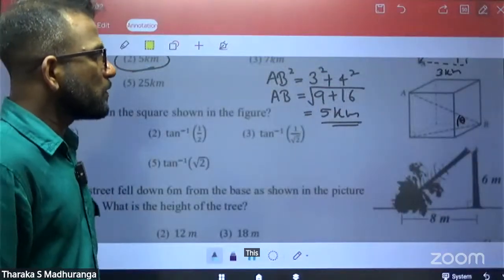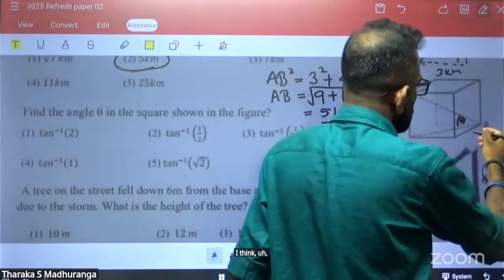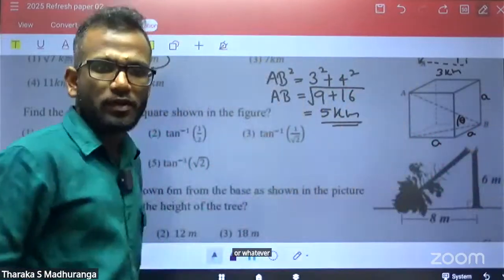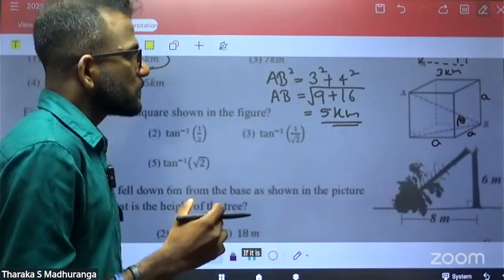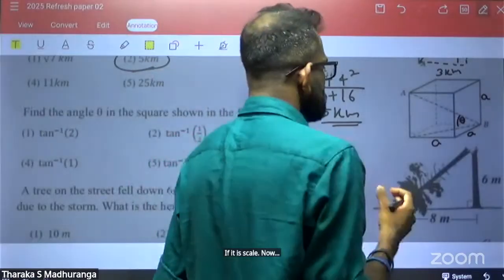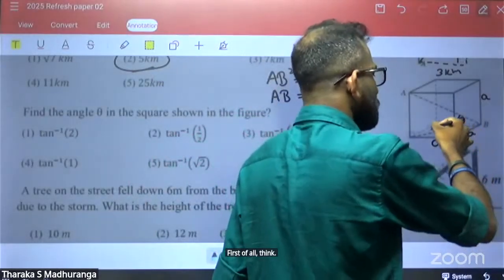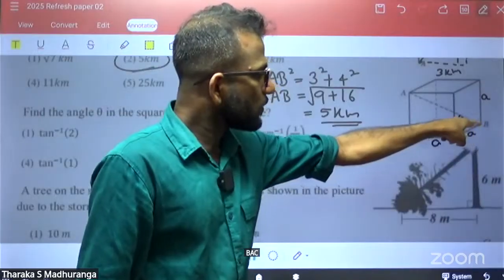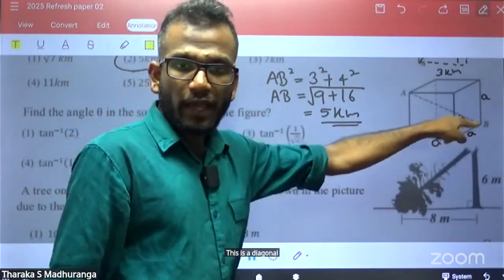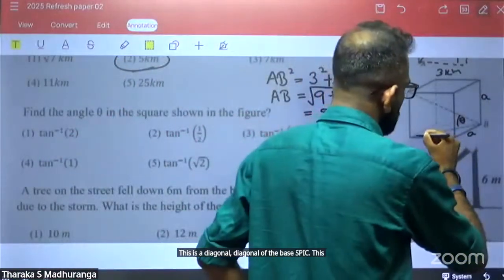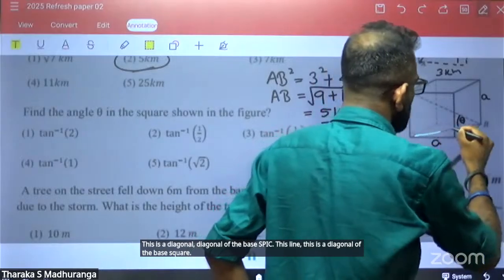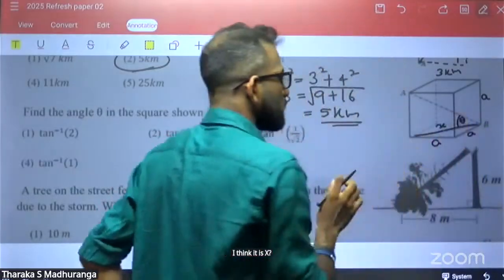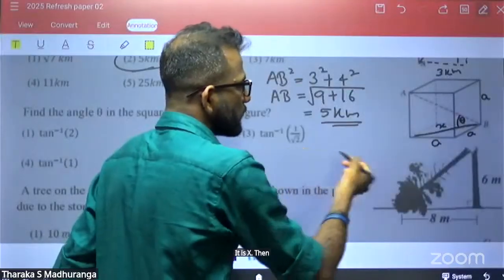This square, I think if it is a square, all sides are equal, length, width, and height, all a or whatever particular value, it is same. If it is square. Now, first of all, think. Now, if you got this base square, this is a diagonal. Diagonal of the base square is this line. This is a diagonal of the base square. Diagonal means this cross line. No? Think it is x. It is x.